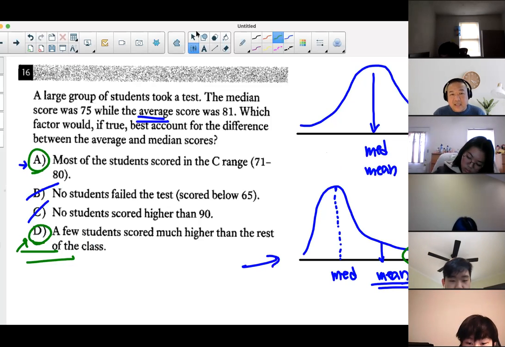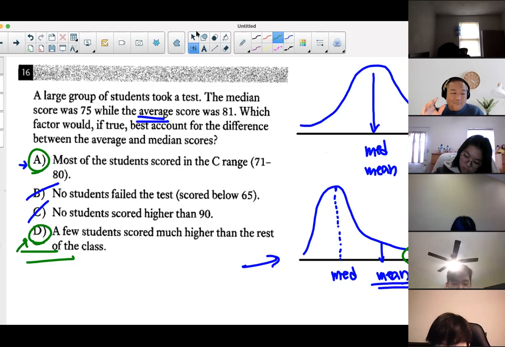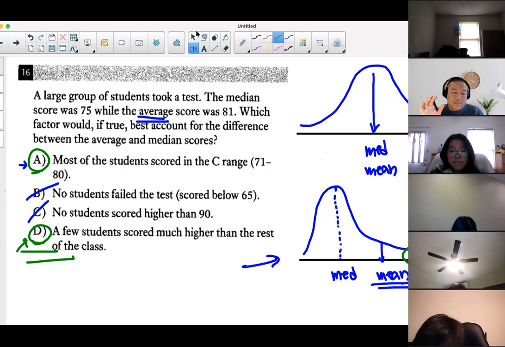Is that clear, guys? Once again, what I need you guys to understand is the mean always follows the tail, right? Mean always follows the tail. All right, that's what I want you guys to remember. All right, guys, let's look at the next one.